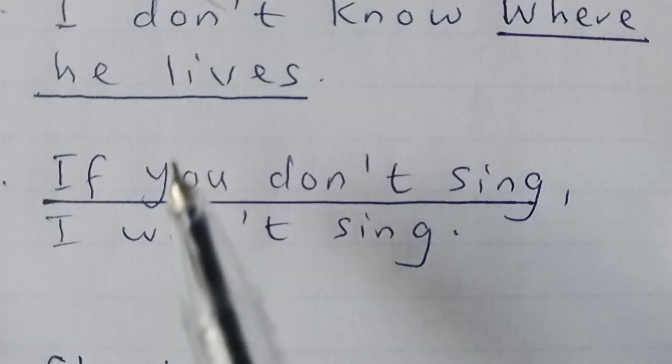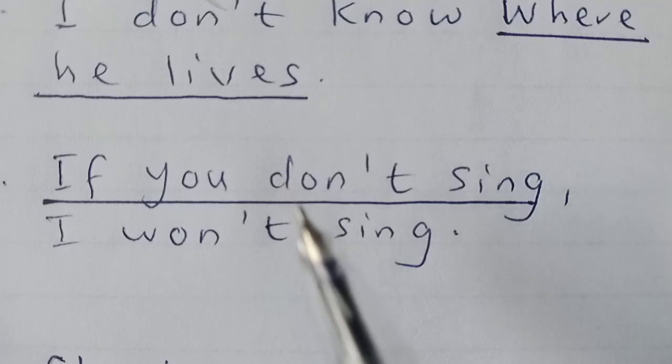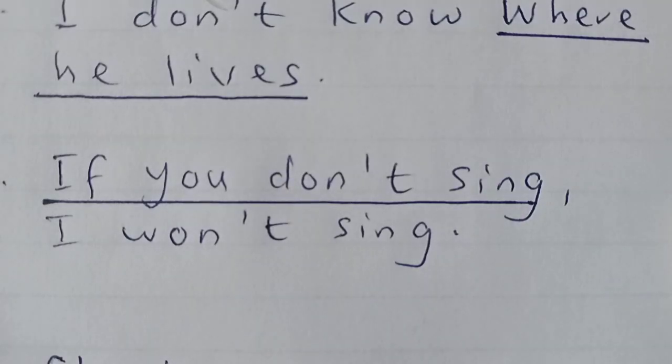So as you can see, the dependent clause can come at the beginning of the sentence or at the end of the sentence. It can appear at any position of the entire sentence.